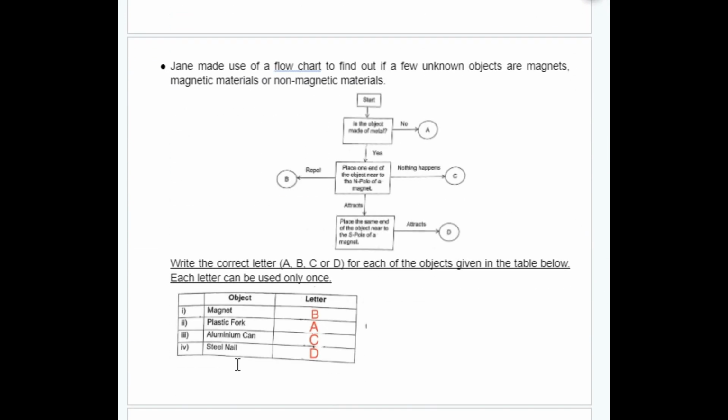Jane made use of a flow chart to find out if a few unknown objects are magnets, magnetic materials, or non-magnetic materials. Write the correct letter A, B, C, or D for each of the objects given in the table below. Each letter can be used only once.